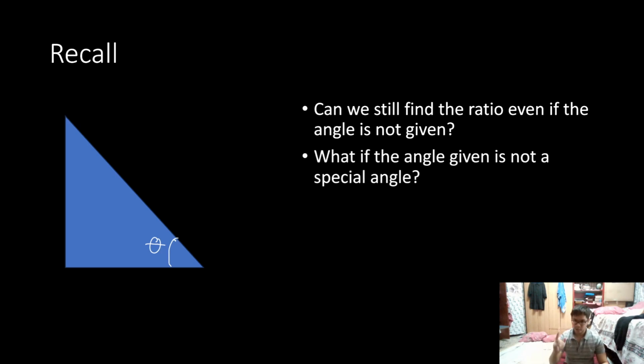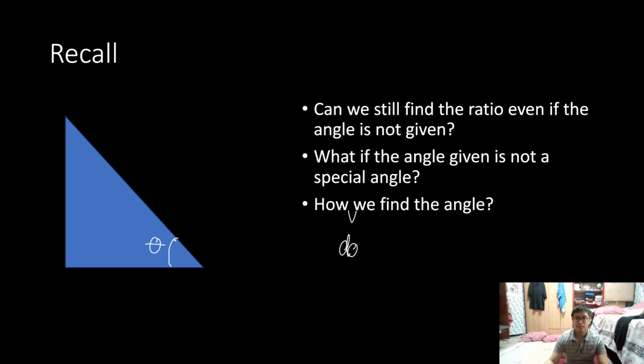Second, the one I told you earlier: what if the angle given is not a special angle? And last but not the least, how do we find the angle? So before we answer the question of what if the angle given is not a special angle, let's answer the first question. Okay?